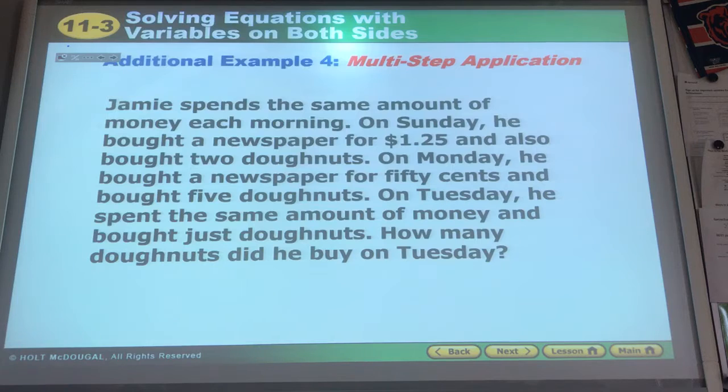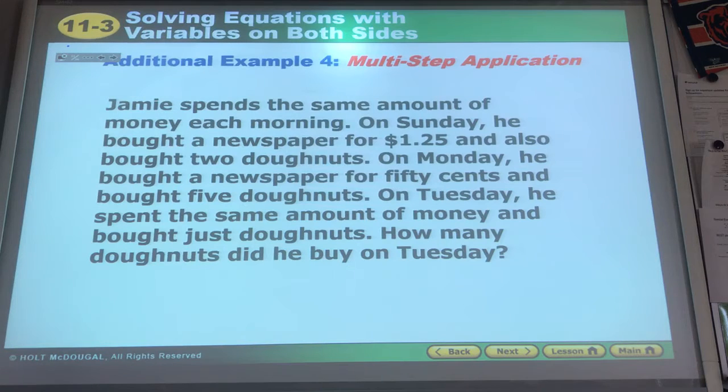This is the one suggesting you try. Jamie spends the same amount of money each morning. On Sunday, he bought a newspaper for $1.25 and also bought 2 donuts. On Monday, he bought a newspaper for 50 cents and bought 5 donuts. And on Tuesday, he spent the same amount of money and bought just donuts. How many donuts did he buy on Tuesday?